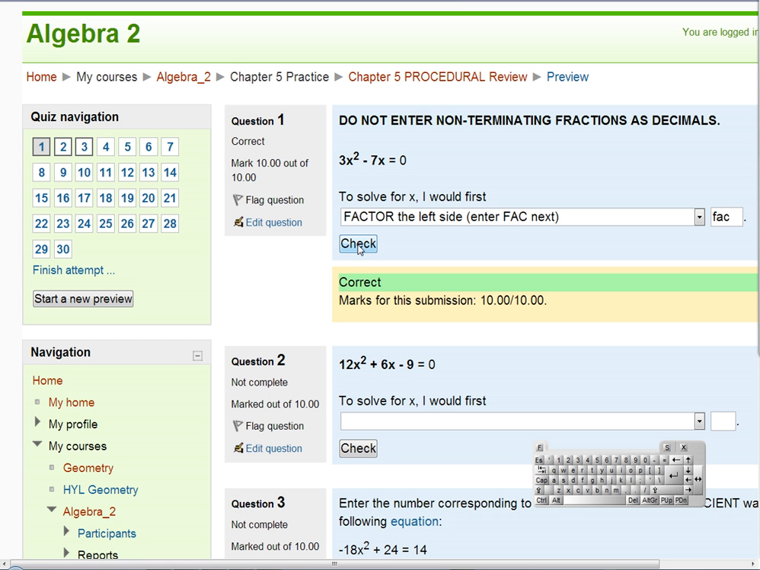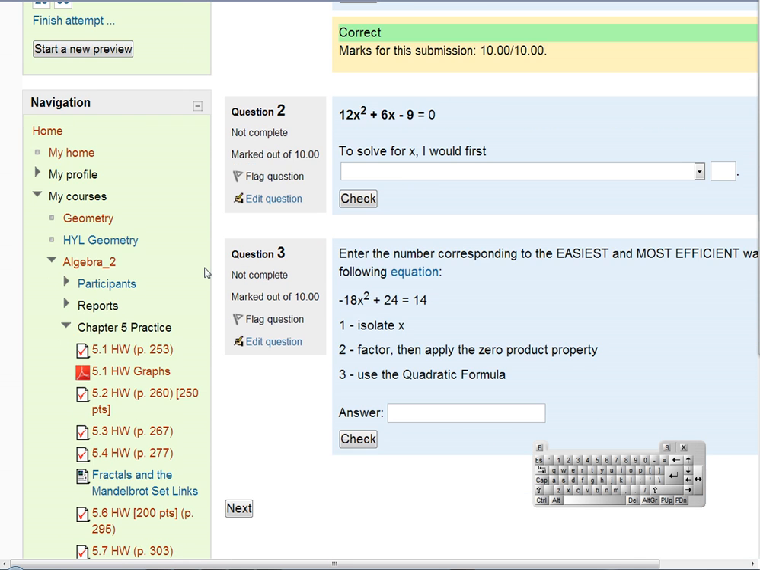Take a look at the next one. I'm not going to do all of these, but I want you just to kind of see. I want to illustrate the kinds of things you're thinking about here. What would I do with that one? 12x squared plus 6x minus 9 equals 0. Okay. To solve for x, what's the first thing you would do? Divide by 3. Absolutely. Because 3 goes into all those numbers, right?